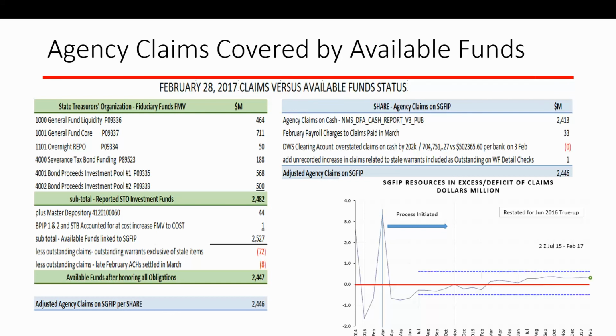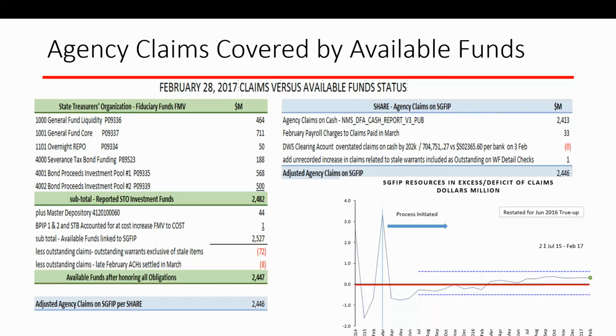On the green side, these are all the investments and assets held by STO. STO maintains 6 different pools or funds at the investment bank. We maintain a small balance in the master depository. In total, STO had about $2,527,000,000. There's some other timing differences we need to take into account.